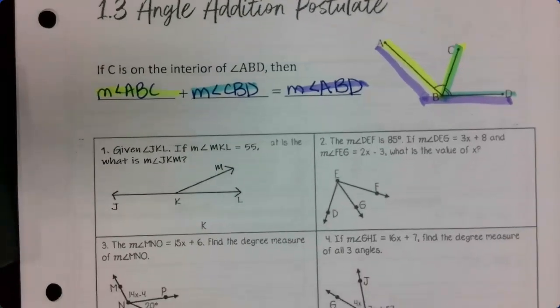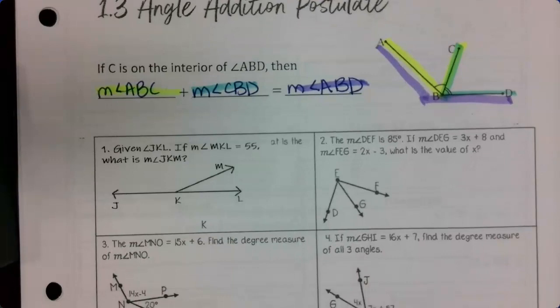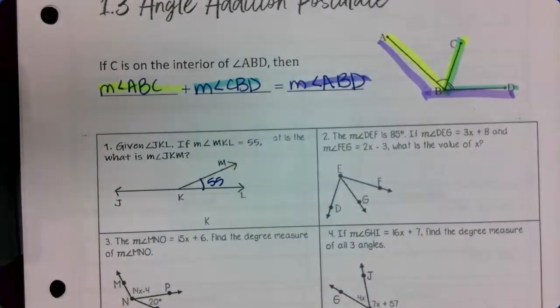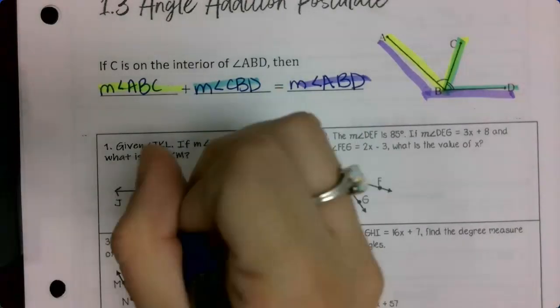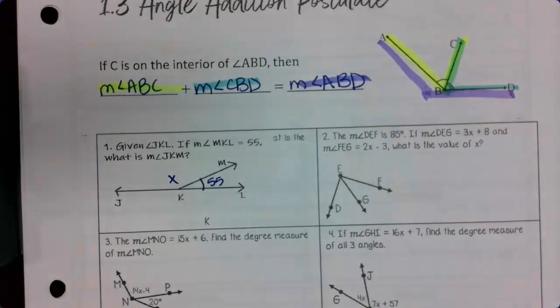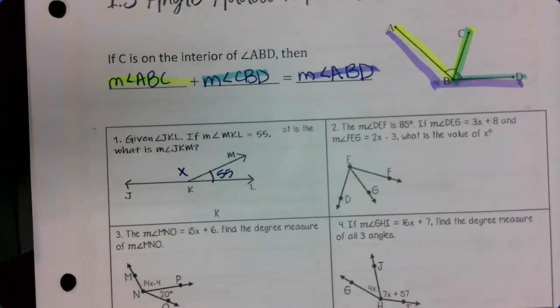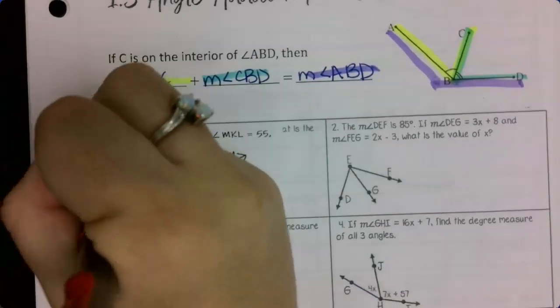Okay, so for my first example, I have that given angle JKL, if the measure of MKL is 55, what is the measure of JKM? So MKL is the one I know, this is 55. This other one is what I'm looking for. It's going to be X. And then does anyone know how many degrees are in a straight line?